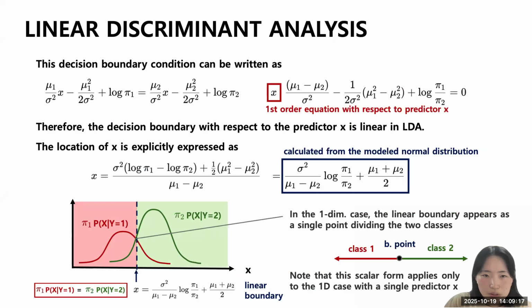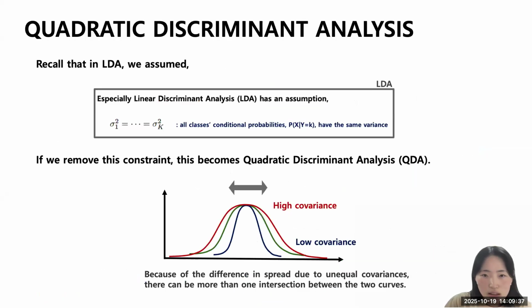This gives the first order equation in X. Solving it yields the exact boundary location, which depends on the class means, shared variance, and priors. Since the boundary is linear in X, LDA produces linear decision boundaries, and in a one-dimensional space, this appears as a single point dividing the two classes.